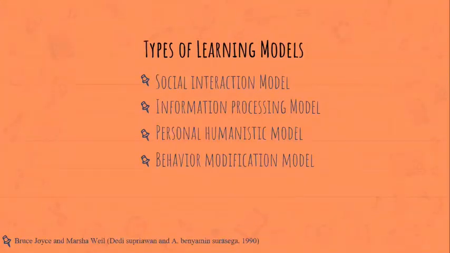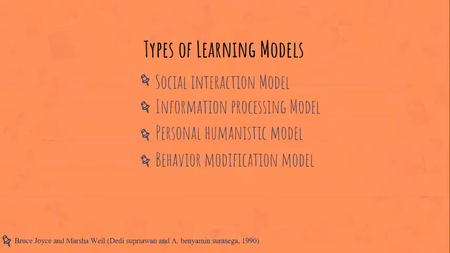Third is the personal humanistic model. This model focuses on the development of integrated feeling and thinking of the personal identity. They shape the environment around the capacity for self-education and the need to develop self-awareness and understanding.